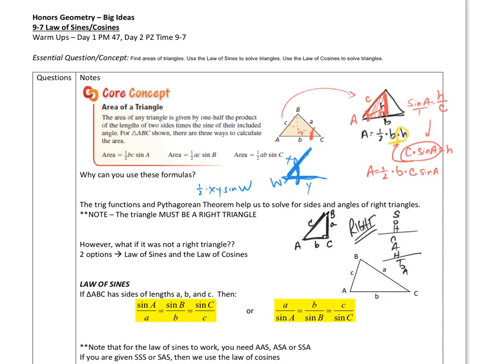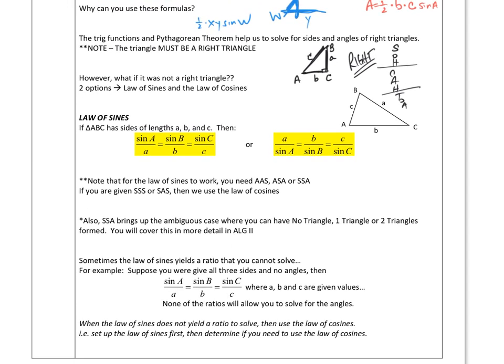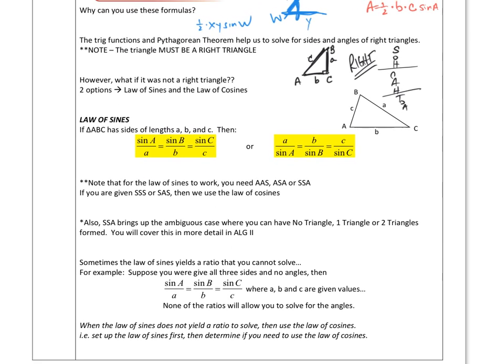So let's move this up a little bit. And the first one is called the Law of Sines. This Law of Sines allows me to be able to relate these sides and these angles even if it's not a right triangle. Now, this will work for right triangles as well, but you don't want to use it if you have a right triangle because the other methods are easier. This is starting to get complex.